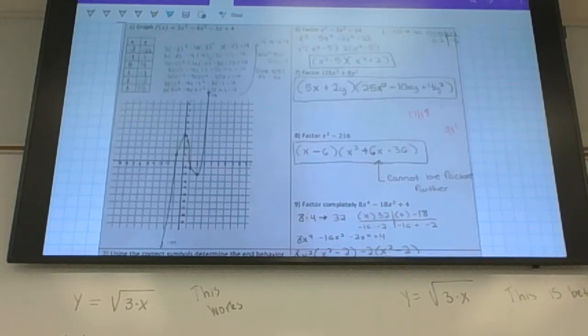If you had a third degree graph, and if your equation was 2x to the third, those are the numbers that you should have had on your table.